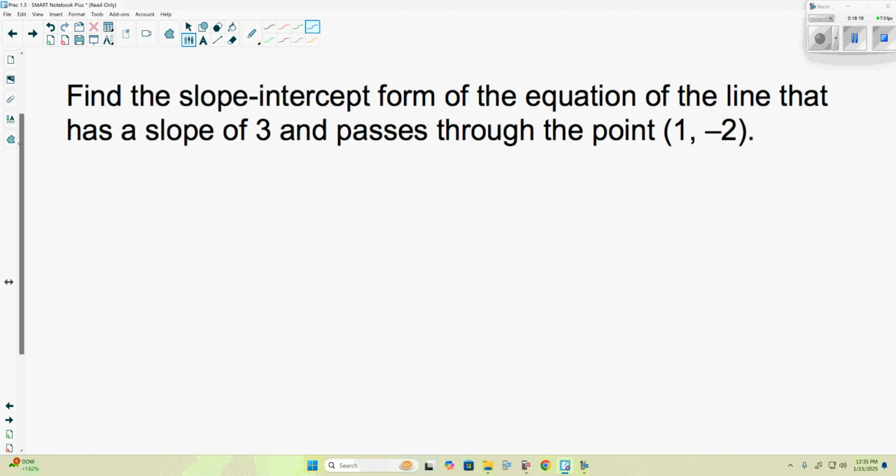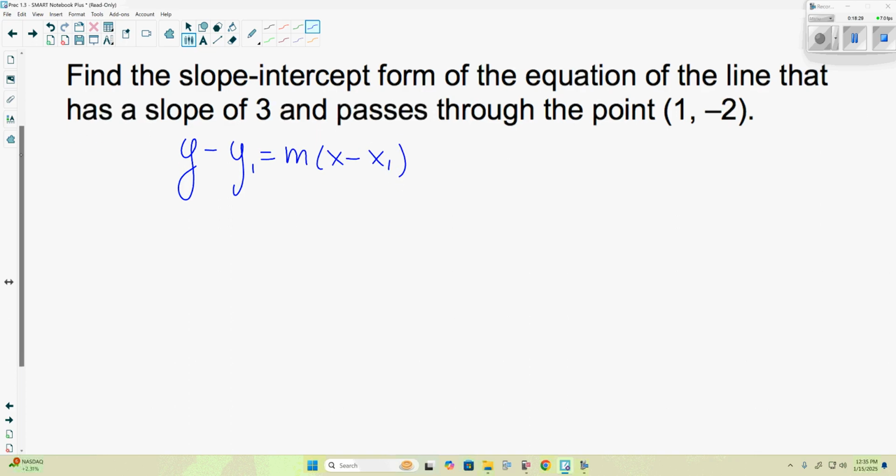Find the slope-intercept form from this here. Now they gave us a point, they gave us the slope. So we can start off with point-slope form. Now they gave us the slope of 3, so we can replace m with 3. Now the point they gave us is (1, -2), so the x value of the point on the line is 1, the y value is -2, so we plug those in. So all I've done is taken point-slope and plugged in the point and the slope.